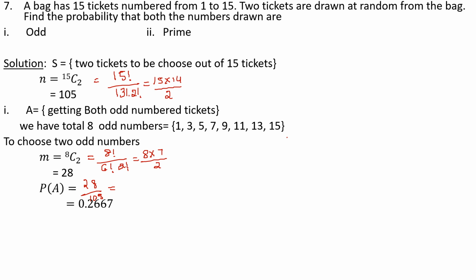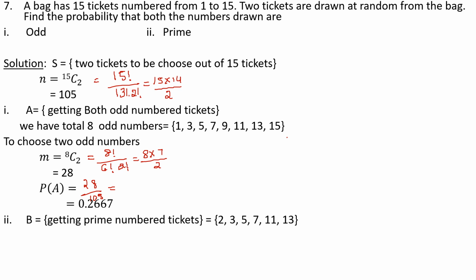Similarly, probability of getting prime number. So let event B denote getting prime numbers. So there are 2, 3, 5, 7, 11, 13. Total 6 prime numbers. So choosing 2 out of 6 will be equal to 6 factorial divided by 6 minus 2 is 4 factorial into 2 factorial. So that is 6 into 5 divided by 2. So that is 15. So probability of B will be equal to 15 divided by 105. That is equal to 0.1428.